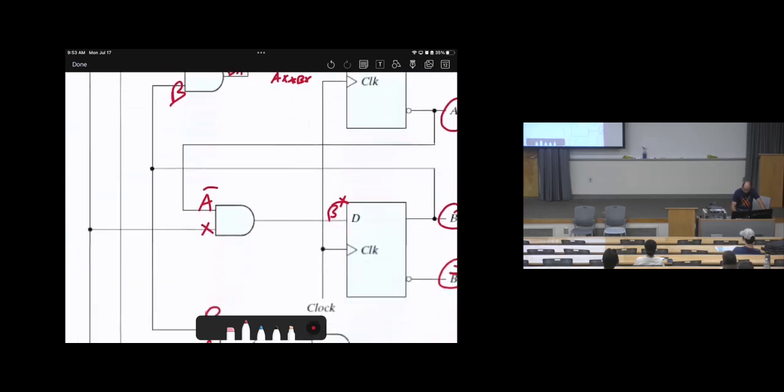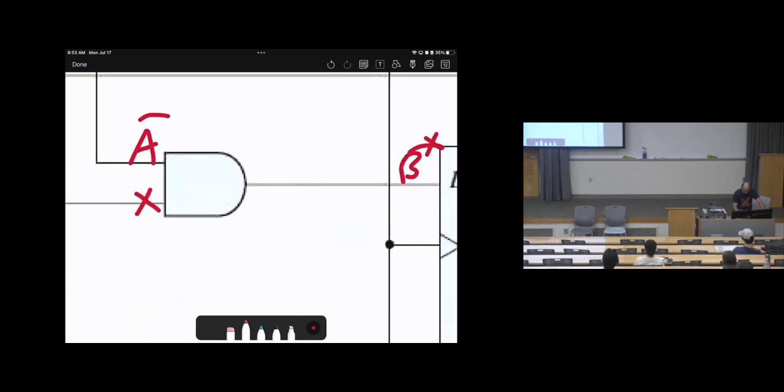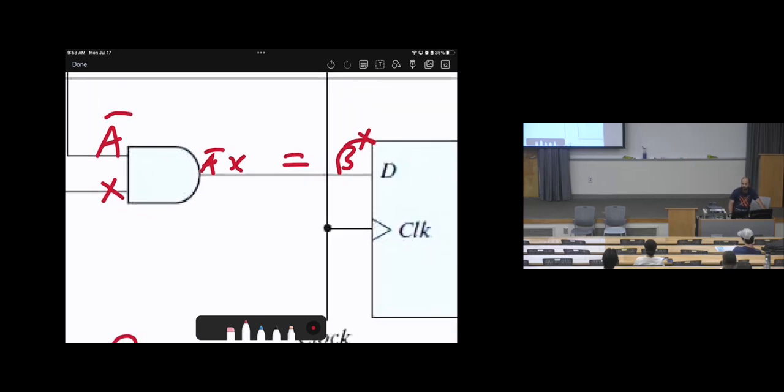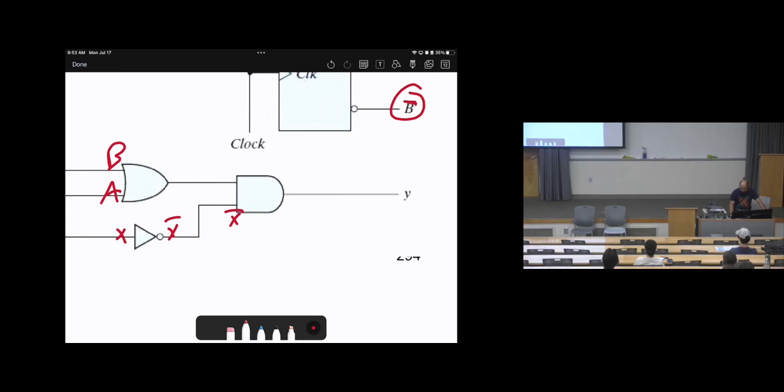Look at the other scenario. Here, we have A bar and there is X. There is AND, so A bar X, which is the same as B star, or B of t plus 1. Okay, clear? Then the last observation, the output. In the outputs, most likely they will not be connected to states. It can sometimes be connected to states, sometimes not, but here is the output.